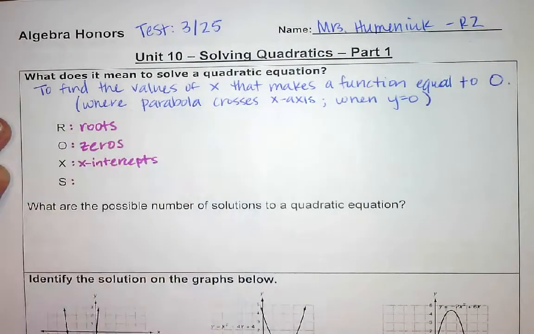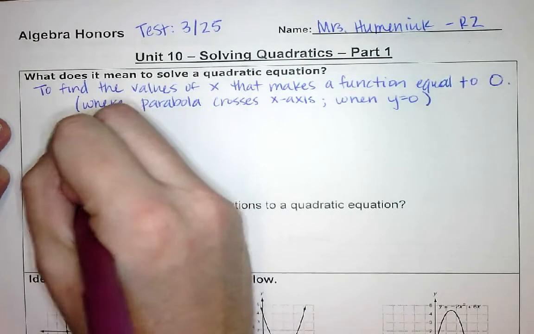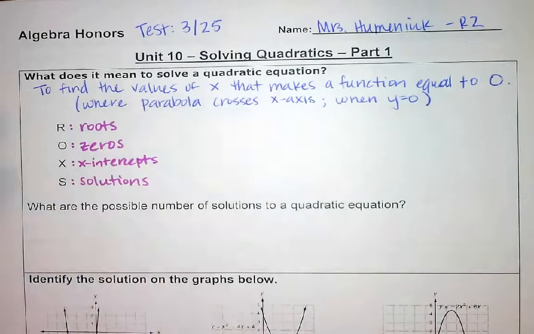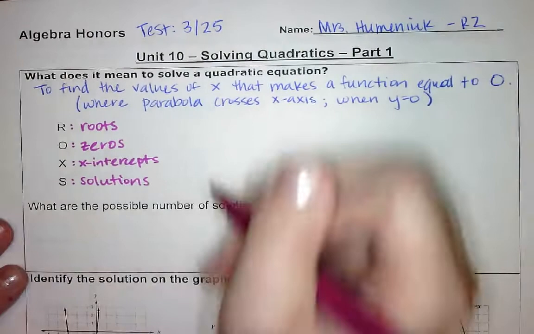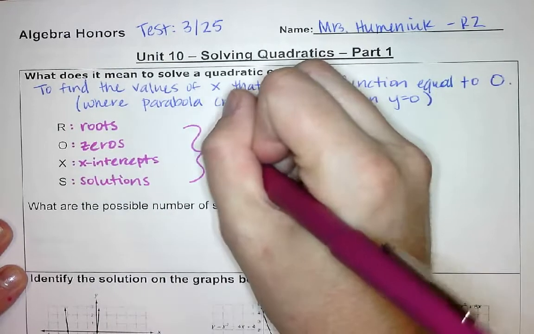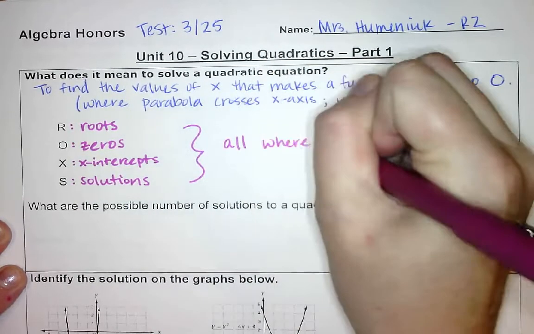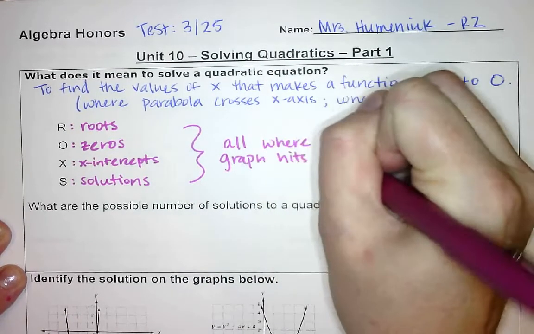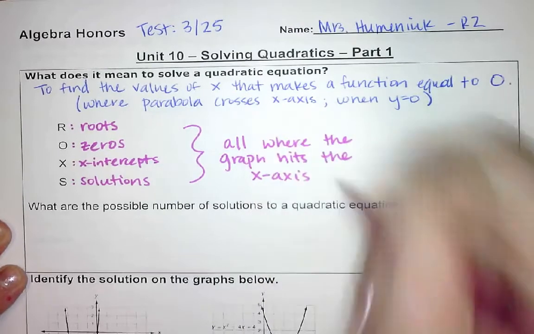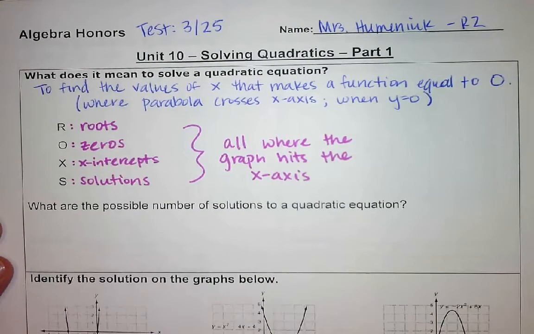And then the S, this is a little bit new, but it still works because math still rocks. We have solutions. Do y'all feel good about that? So your roots, your zeros, your x-intercepts, and your solutions, guys, these are all where the graph hits the x-axis, or where it crosses the x-axis. It's all your x-intercepts, okay?